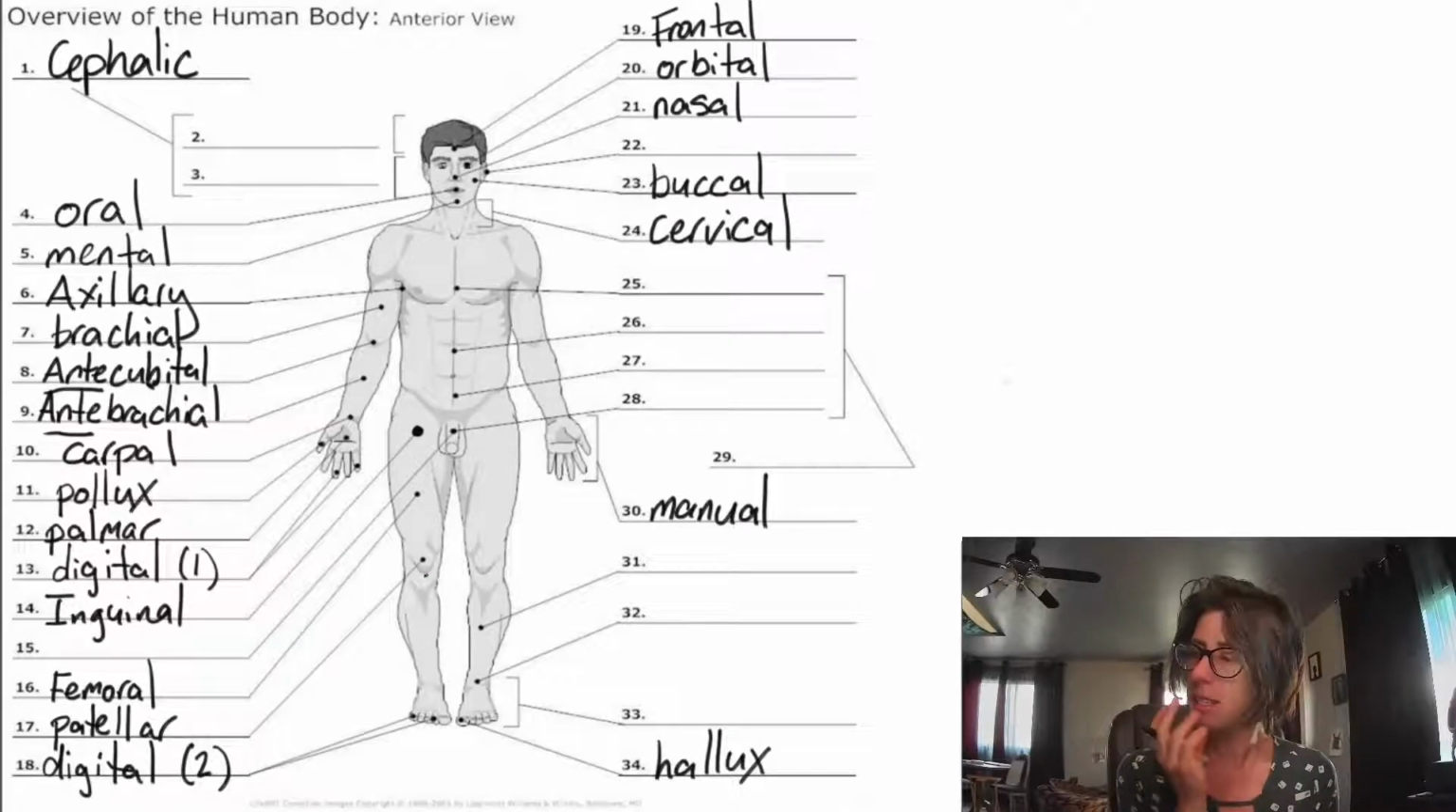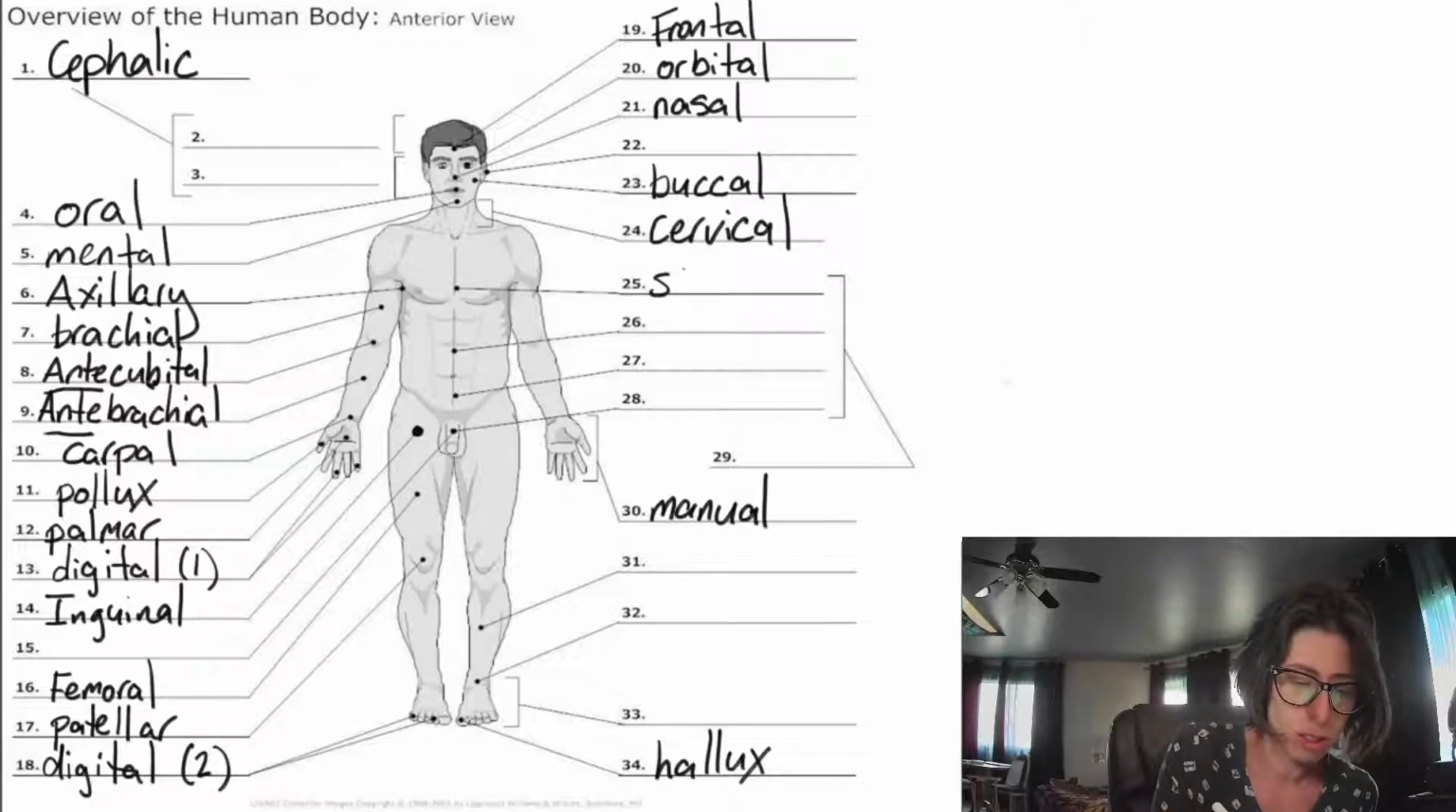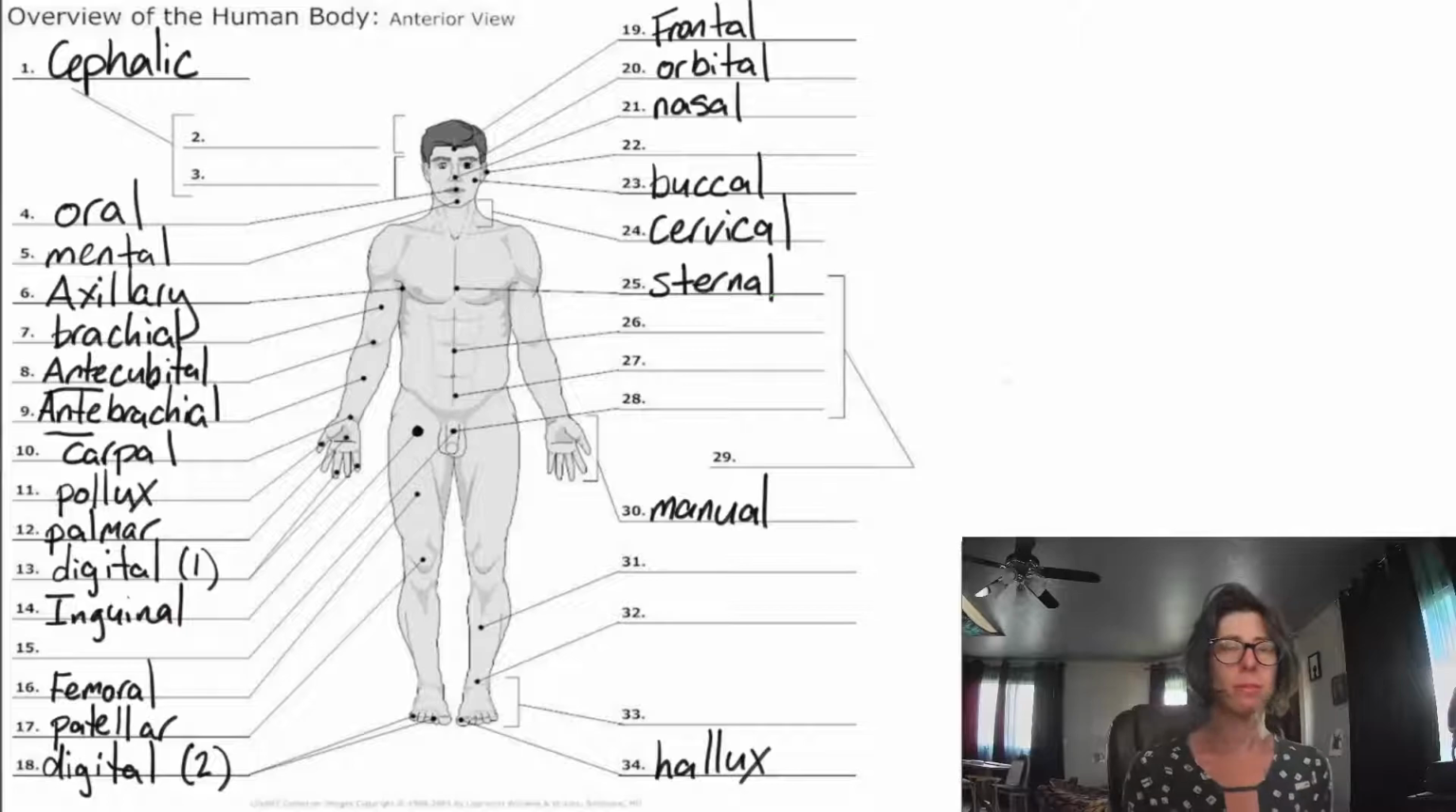All right, let's see. Let's go back up again. Let's go to sternal. Sternal region. This bone that connects your ribs, that's called your sternum. And so this region is called your sternal region.